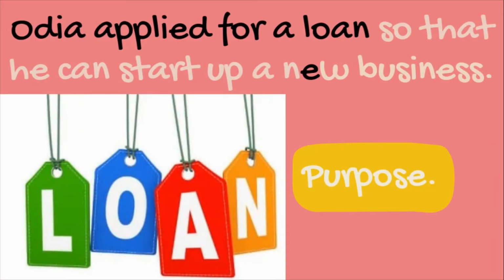In this sentence, Aldia applied for a loan so that he can start up a new business. This is telling us the purpose. Aldia applied for a loan. The verb there is applied. And then, so that he could start up a new business is the purpose for which he applied for the loan. And it is an adverbial showing purpose.